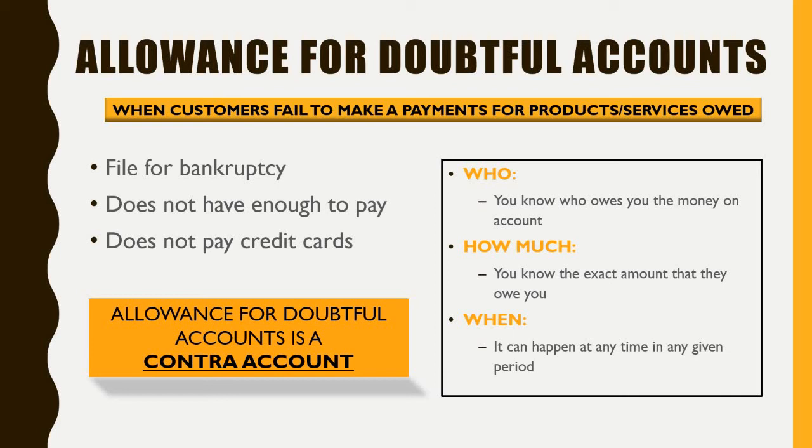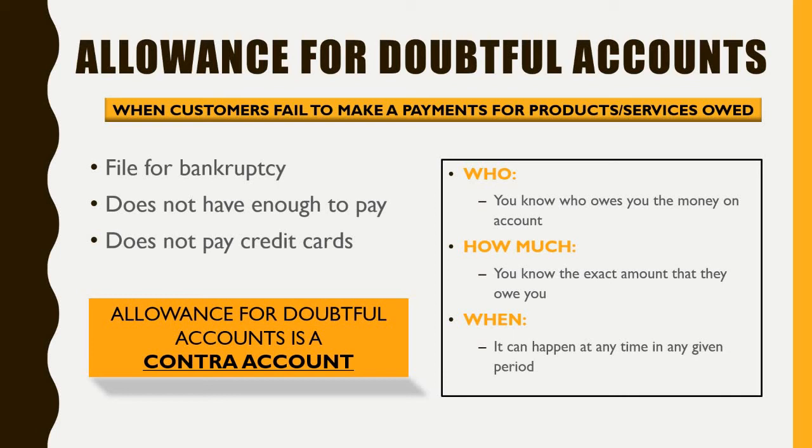Now, if you have these 3 key factors here, that gives you the green light to say, hey, that means I have a potential bad debt. Okay? Now, what do you do with this potential bad debt? That's where the allowance for doubtful accounts comes into play. Okay? Now, this is only considered potential bad debt.